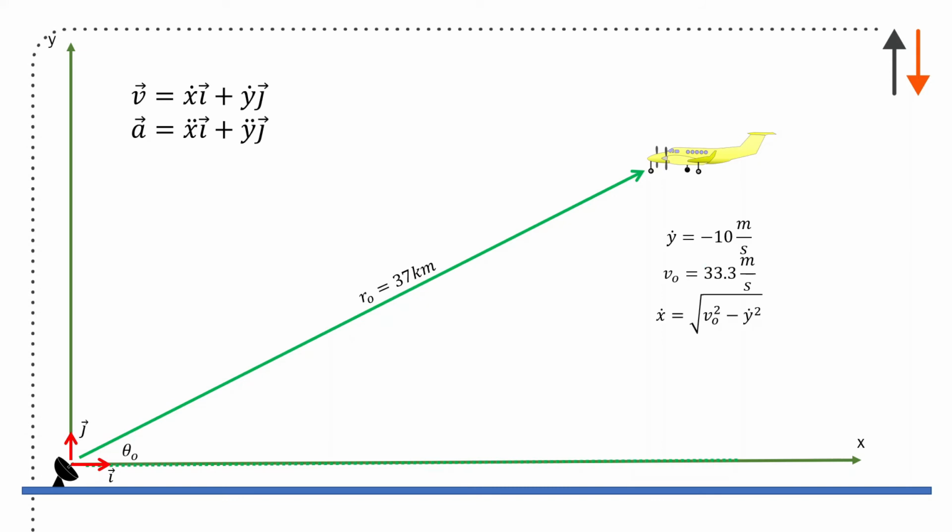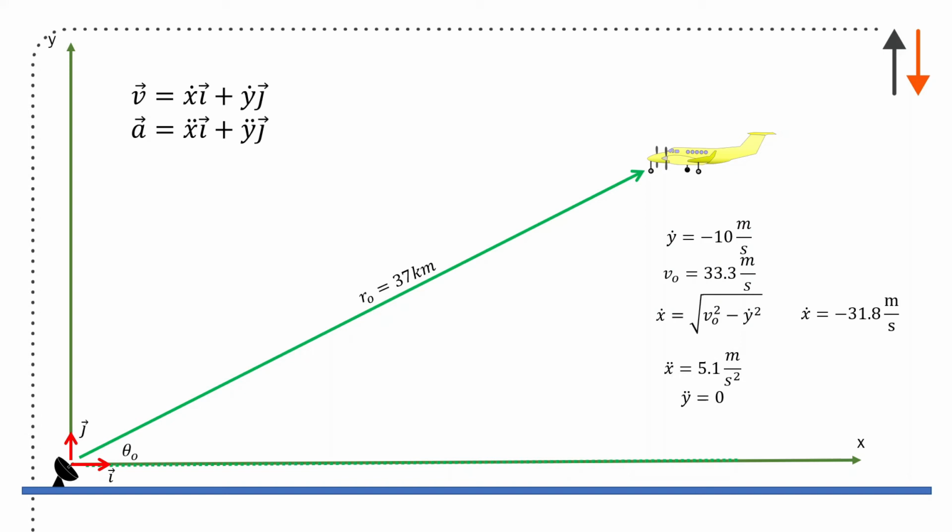Putting that all together, I can say y dot equals minus 10 meters per second, which I did the conversion for. I'm not going to bother you with this. I actually encourage you to do these problems. I chose these problems because I think it's good to do them. V naught is 33.3 meters per second. x dot is equal to the square root of v naught squared minus y dot squared. You're given v naught is 2 kilometers per minute, which is 33.3 meters per second here. x dot ends up being minus 31.8 meters per second.